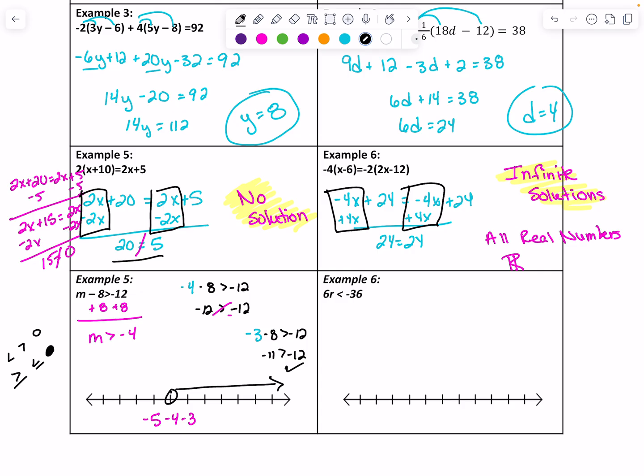If I was to underline this to make it equal to, then that would be true, so then we could color our circle in, meaning negative 4 is included. So hopefully that's review for you, but if not, there's a little explanation as to why open and closed circle. Okay, here I'm going to divide by 6. R is less than negative 6, so put some numbers on my number line. And this is a less than, so I'm going to have an open circle, and the numbers that are less than go to the left.